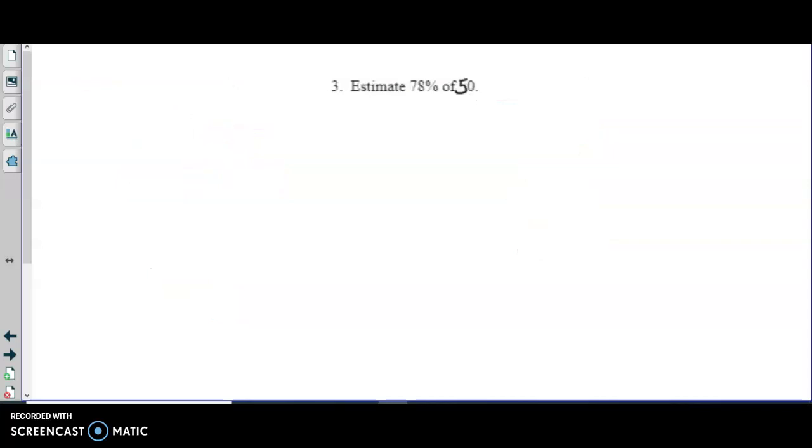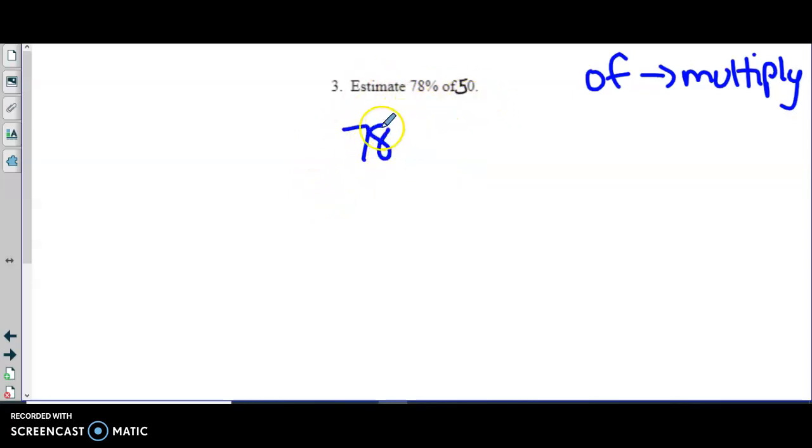All right, estimate 78% of 50. Now the word of in math is really important. The word of tells us to multiply. So whenever we see the word of in math, we're going to multiply. So what this really tells us is we want to do 78% times 50.